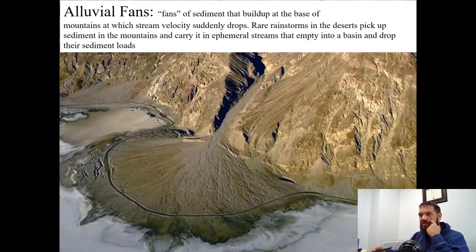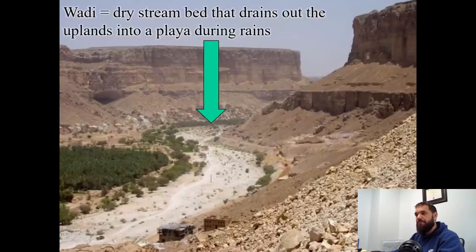Alluvial fans also very commonly form in deserts. That's where rivers come out of the mountains, and of course they're ephemeral streams, right? They're not flowing year-round. But when there is a sparse rainfall, they fill up these canyons with water, and it will take all the sediment out of the canyon and dump it into a basin and form what's called an alluvial fan. So this fan shape of sediment at the mouth of a mountain stream in a desert is called an alluvial fan.